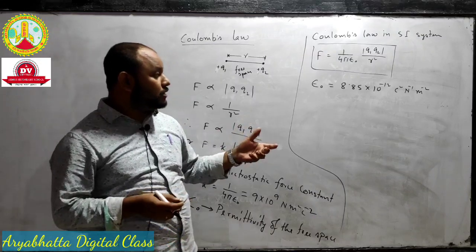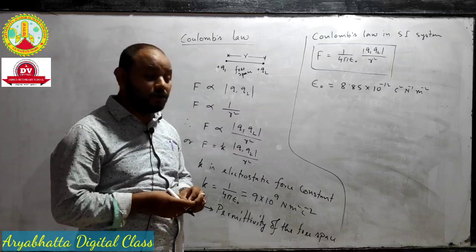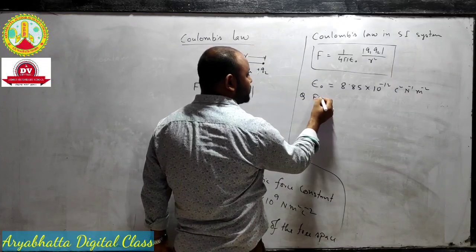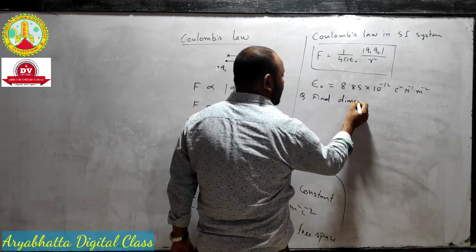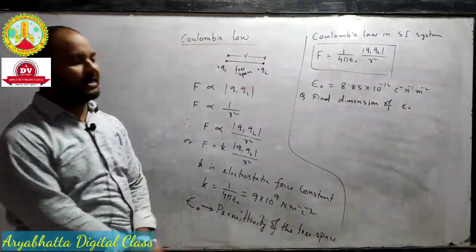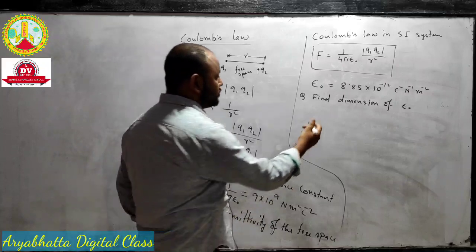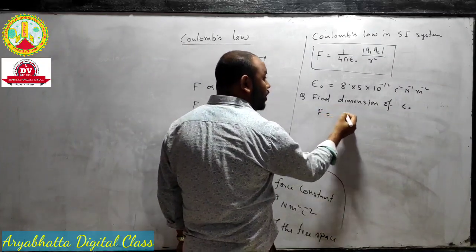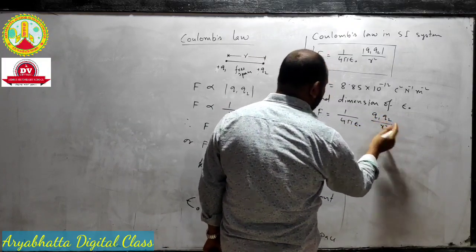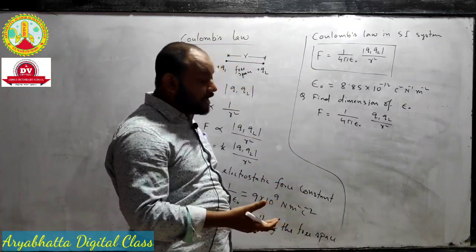In exams, one question frequently comes. That question is, what is the dimension of epsilon naught? Find the dimension of epsilon naught. This question will come for 1 mark. For this, write Coulomb's law. F is equal to 1 by 4 pi epsilon naught Q1 Q2 by R square, just writing the magnitude. So we need to find the dimension of epsilon naught.